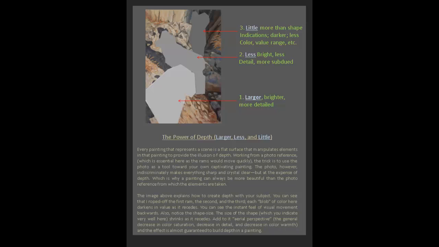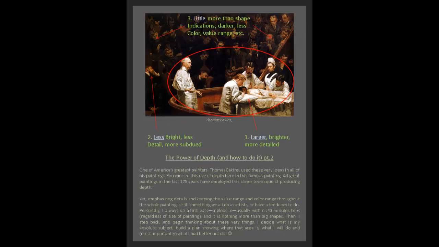But let me ask you a question. Do other artists do this? Is this something found in all captivating work? That's a good question, because I don't want anything I say in these tutorials or in my critiques to be my ideas alone. So let's turn to one master painting by Thomas Eakins that really exhibits this feature. So he's using the elements of larger, less, and little in this painting. It's one of his most famous paintings.